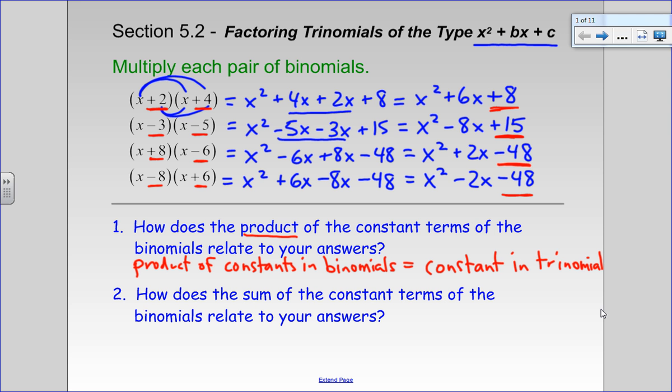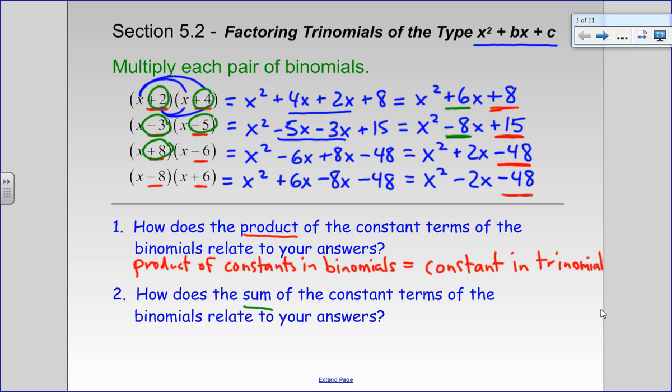Let's consider a different question. What about the sum of the constant terms in the binomials? Well, in the first case, we have a 2 and a 4. Their sum is 6. Where does that show up in our trinomial? It's right here in the middle of the trinomial. Similarly, a negative 3 and a negative 5, the sum of those is negative 8, and there it is in the middle of the trinomial again.